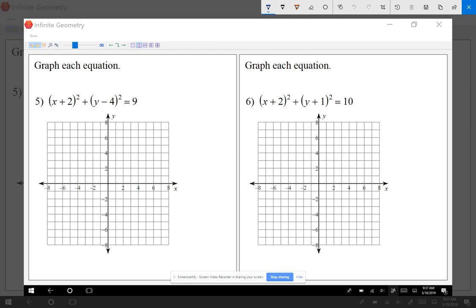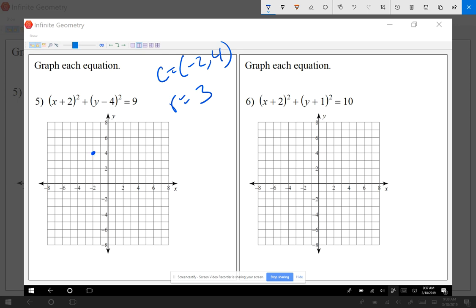So looking at this question, I'm going to say the center of my circle is going to be (-2, 4). That's the center. The radius is 3, because notice how 9 was radius squared. So the square root of 9 is 3. So the radius is 3. So looking at the center, (-2, 4).